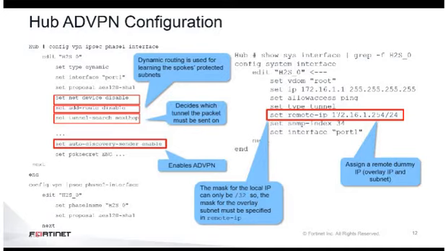For the Phase 2 configuration, ensure that quick modes are set to all 0.0.0.0/0.0.0.0. Set a firewall policy to allow the traffic from the spokes to the hub, from the hub to the spokes, and between spokes through the hub.